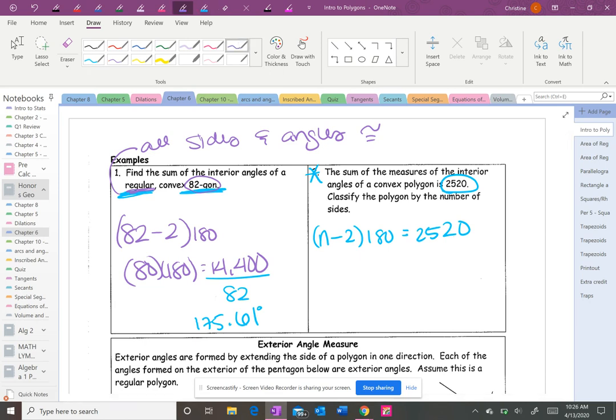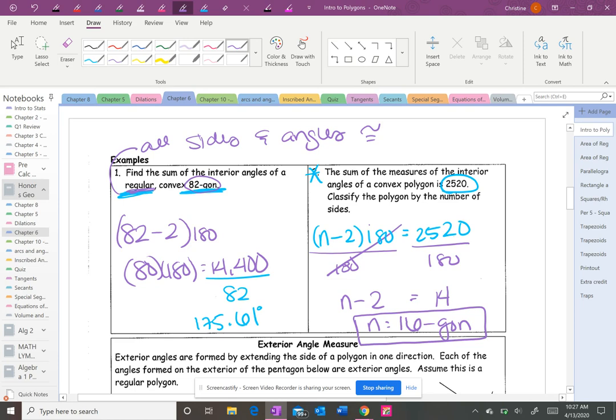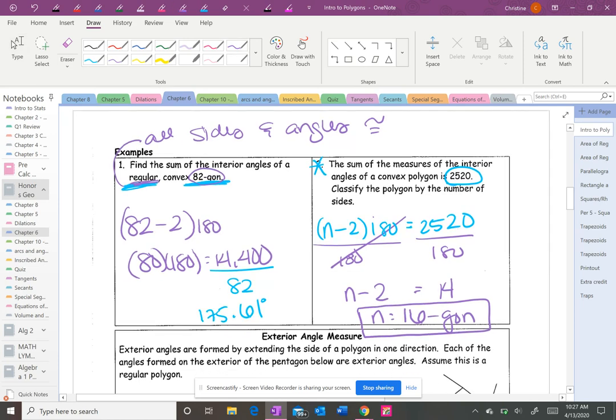Now, I know that we could distribute the 180 to both of these, but then you're going to wind up dividing it out anyway. So what I'm going to do is right away divide both sides by 180. That gives me 14. If you're going to get the question wrong, this is what's going to happen. You're going to say the answer is 14. It is not 14. It is also not 12. The answer is 16. So it is a 16-gon. Okay, so that's how you're doing the interior.